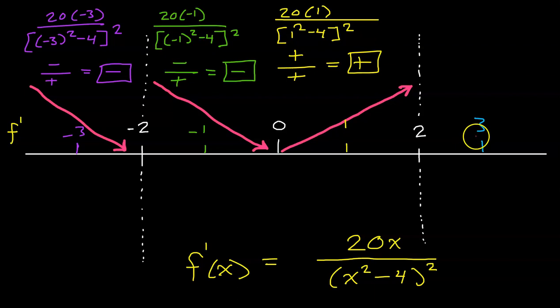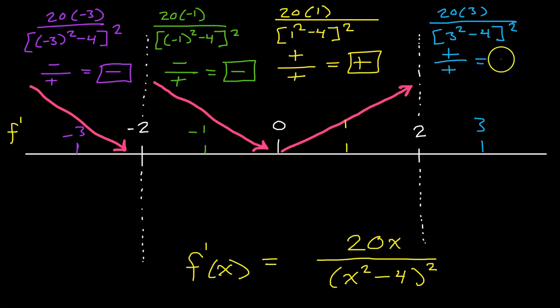All right, and finally for the value of 3. So you can probably see what's going to happen right away. We have 3 squared minus 4 squared. So the numerator is going to be positive. Of course, the denominator will still be positive because it's squared. So the overall value is positive. Another increasing interval for the function.